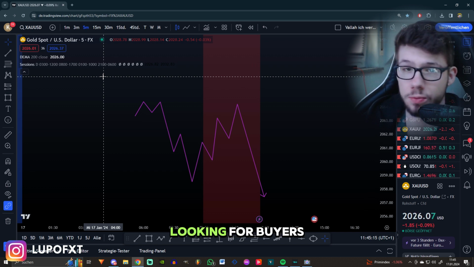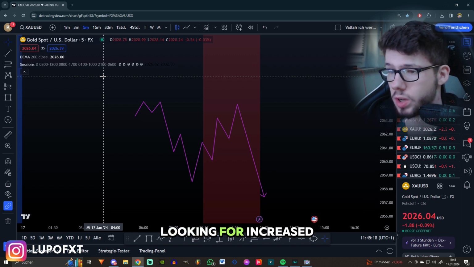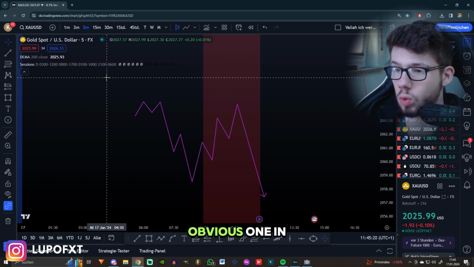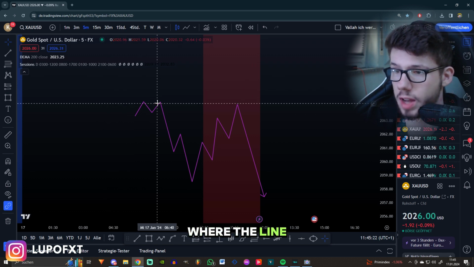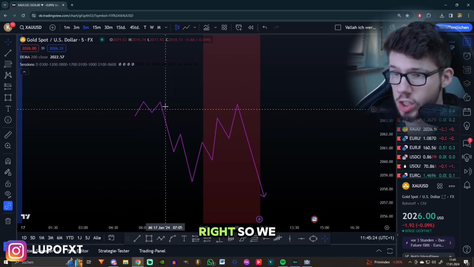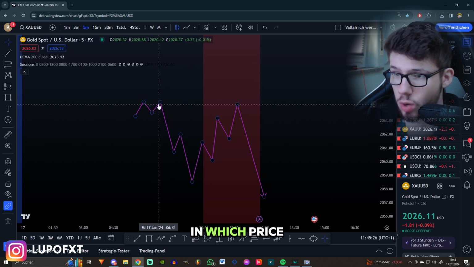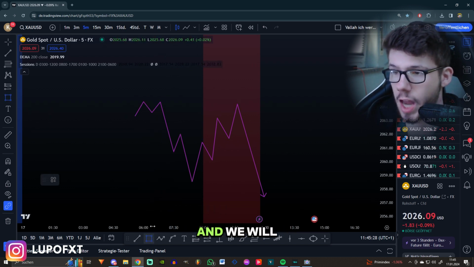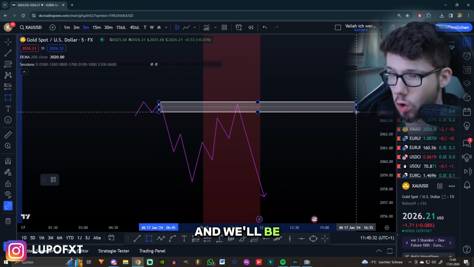Instead of us looking for buyers to enter the market, we will be looking for increased selling, and the most obvious one in this example would be here, where the line is just completely going down like crazy, right? So we'll be looking at the last point in which price was somewhat stable, and we will be marking it up and dragging it over to the side.